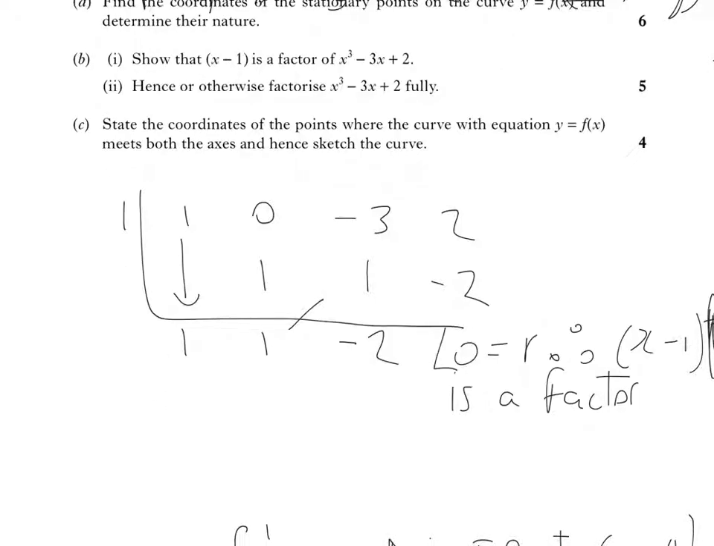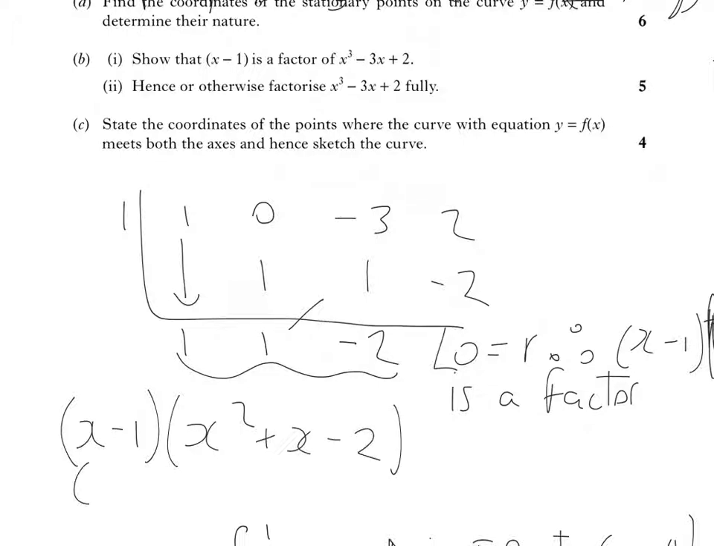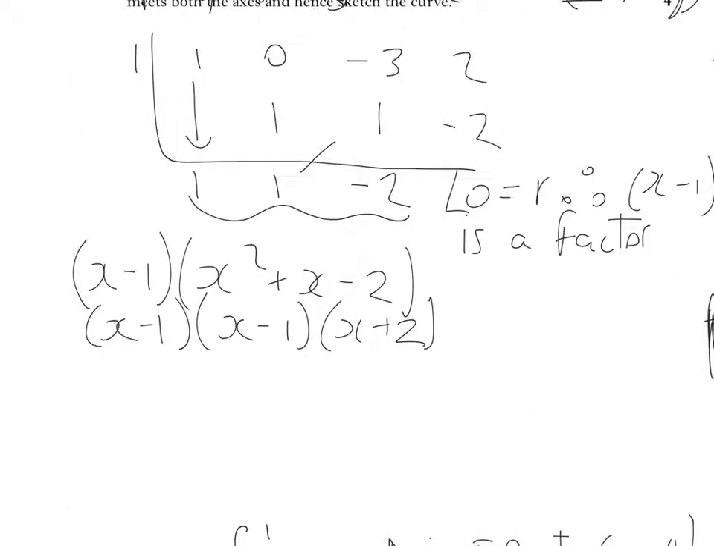The question then says factorise fully. So I'm going to drop this down to get x squared plus x minus 2. Two numbers that multiply to give -2 and add together to give 1. And that will be x minus 1, bracket, x plus 2. And I could write that as x minus 1 all squared, bracket, x plus 2.